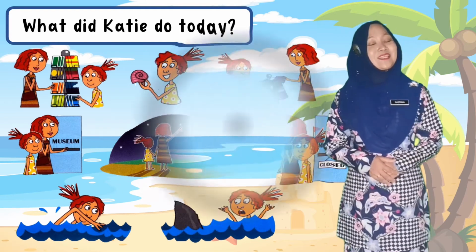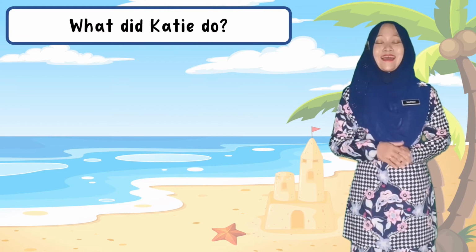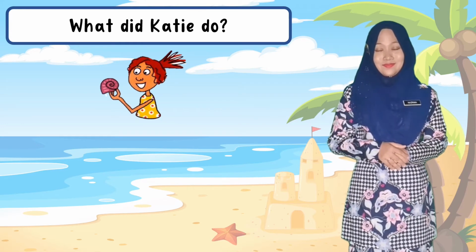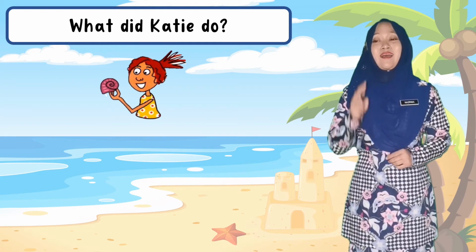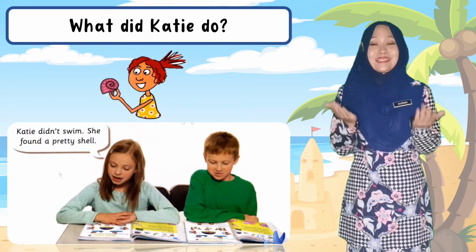We are going to continue our lesson by looking at Sue and Tony in activity number 3 on page 89 of your Get Smart Plus 3 book. What I want you to do is take out your Get Smart Plus 3 book and turn to page 89. Are you all ready? What are they doing? Let me tell you. They are looking at Katie's diary and they are saying what Katie did.